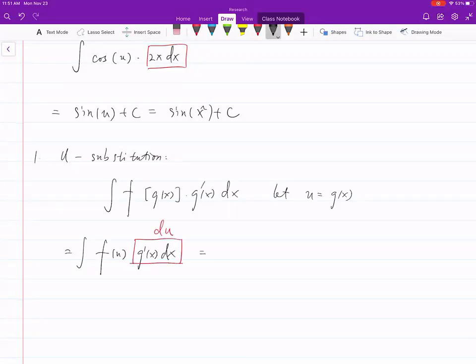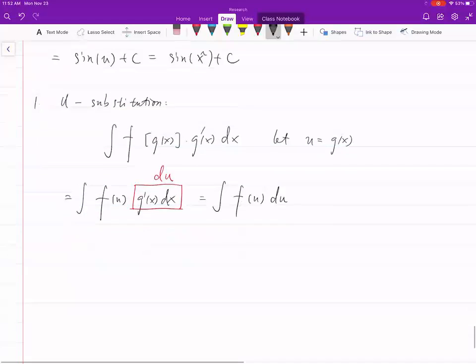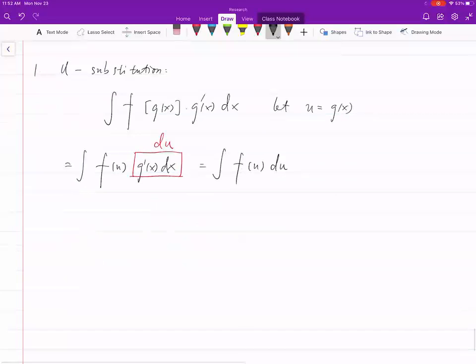And then I can do the integral in a different variable, but the distraction of g is gone. Just like the x squared is gone. Sounds good? All right. Let's try some examples.